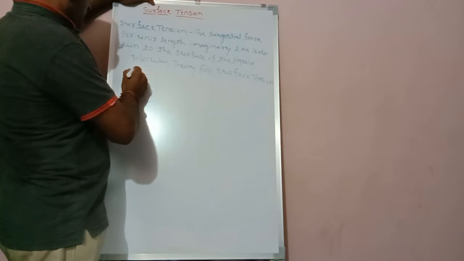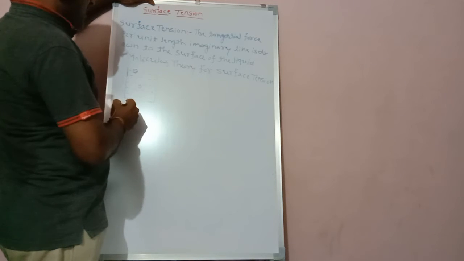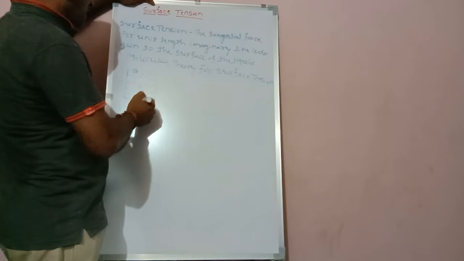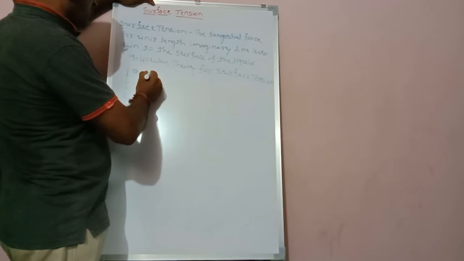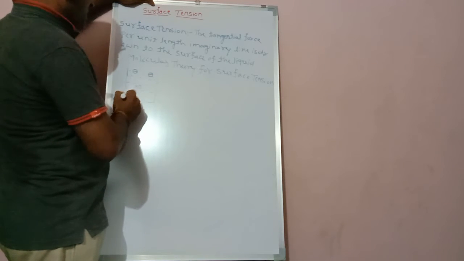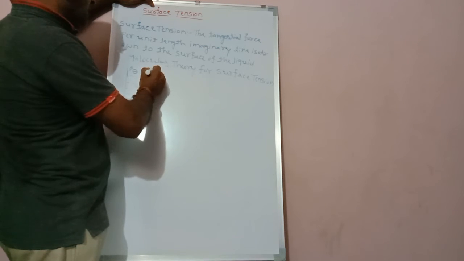The other molecule is half inside the liquid and half outside the liquid. And another molecule is just above the surface of the liquid, just above the water. So this is the A molecule, this is the B molecule, and this is the C molecule.